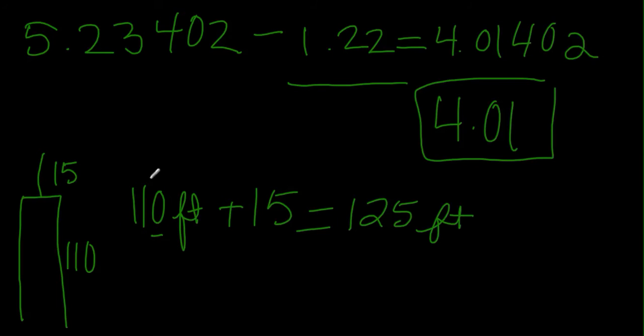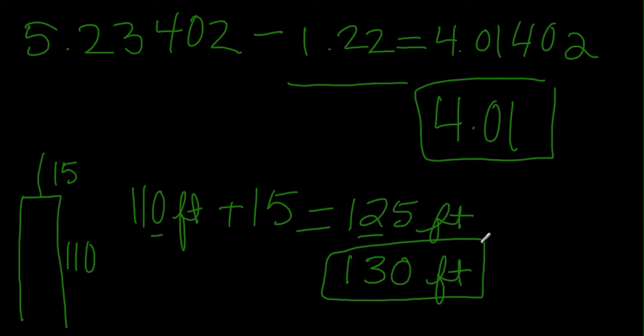This is the last known digit measured with precision. We know that this was at least 110 feet. It could have been 112. It could have been 113. We don't know this ones column. We only know the tens column. So we'd have to round this 2 up because, again, 5 would round numbers in general up to a greater number. So this becomes 130 feet with the appropriate significant figures.